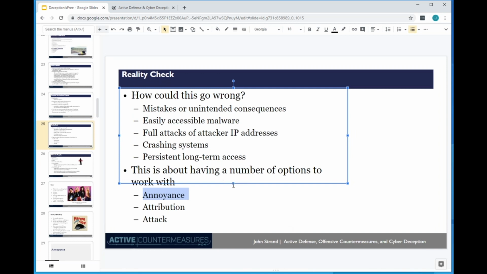So we want to say that this is ultimately about a number of different options that you have to work with. Annoyance is trying to increase the amount of work effort an attacker has to go through to break into your computer system. That's just making their life miserable. That's the cyber deception aspect of it. Attribution is where we're trying to identify exactly where those attackers are. And then ultimately attack is where we're getting access to someone's computer. And to do that, we want to make sure that you get a warrant.